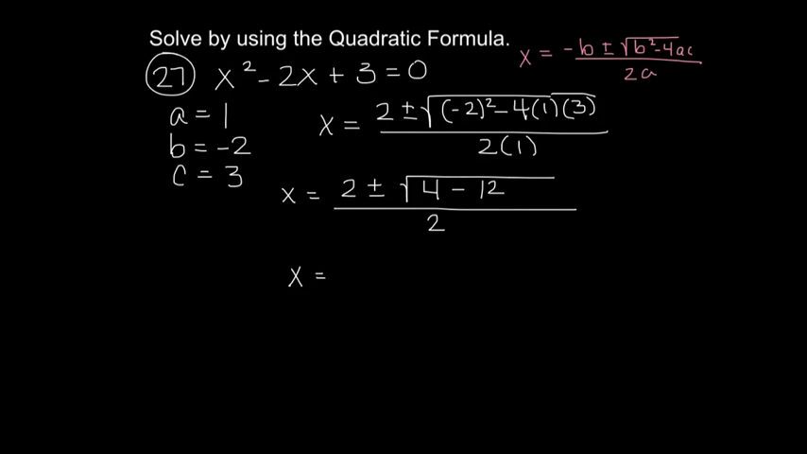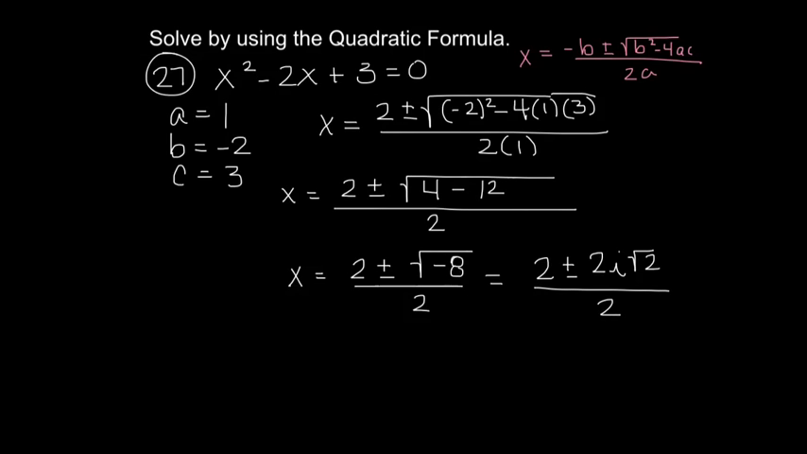Keep simplifying under the radical. X is 2 plus or minus the square root of negative 8 all over 2. This looks very similar to the previous problem, but the only difference is we're dealing with the square root of negative 8. So when I simplify the square root of negative 8, I have to remember to include the i, the imaginary unit, to account for the negative. So that's 2 plus or minus 2i square roots of 2. It's exactly the same as simplifying the square root of positive 8. I just have to remember to include the imaginary, all over 2.